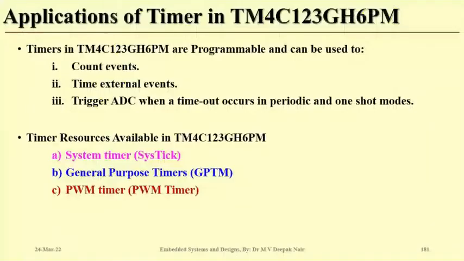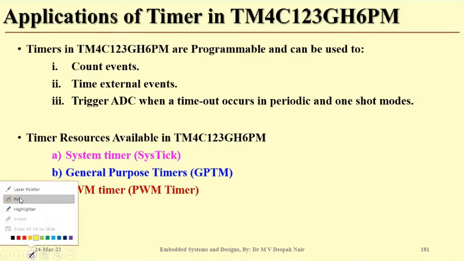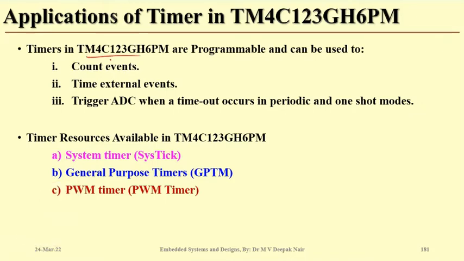So let us continue with the timer. What are the things that we have to keep in mind when we are working with the timers? First of all, timers in the microcontroller TM4C123GH6PM are basically programmable. Programmable means there are so many things which can be programmed, according to which the timer will behave. So you can program the timer in many different ways depending on the registers and their bits. So what are the jobs which the timers can do?